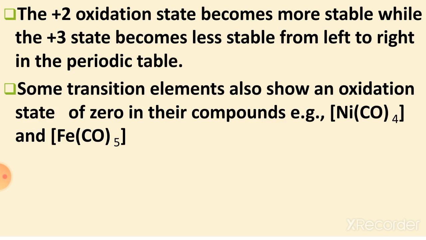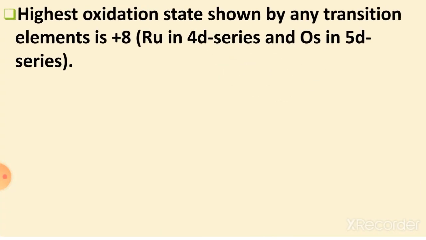So CO is known as a pi acid ligand. Ni(CO)4 is known as tetracarbonyl nickel and Fe(CO)5 is known as pentacarbonyl iron. They both have oxidation state 0. CO is also known as a pi acid ligand. Now dear students, next point you have to note down about d-block elements and their oxidation state.